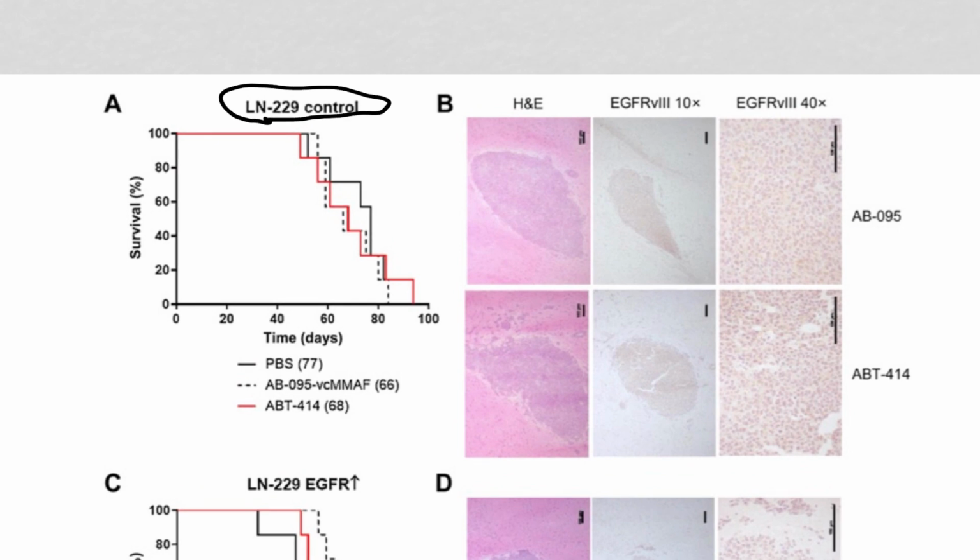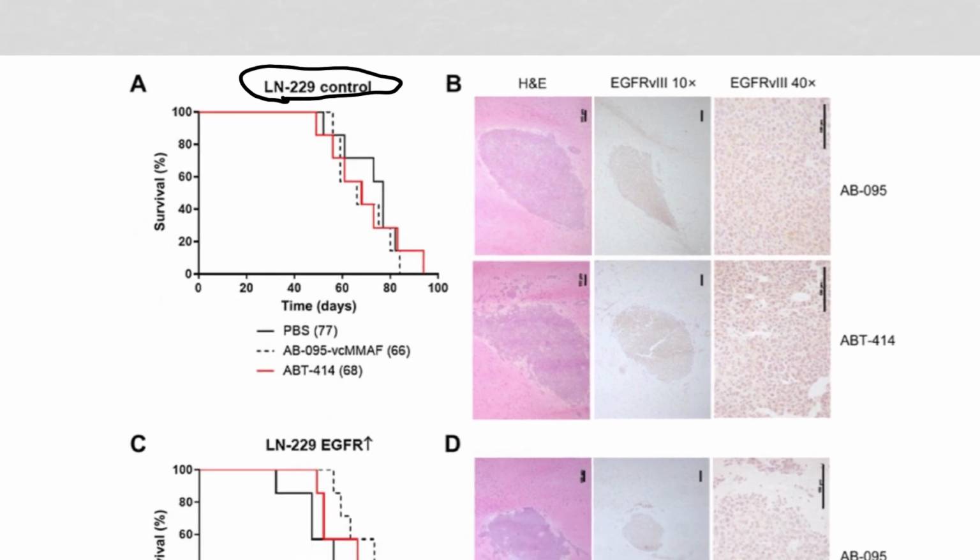LN229 is the glioblastoma cell line that was used in this case. And the control just means they haven't done anything to increase EGFR expression. There are no mutations. It's not constitutively active. And they're comparing PBS, which is effectively the negative control.